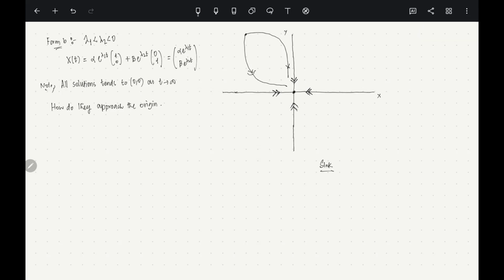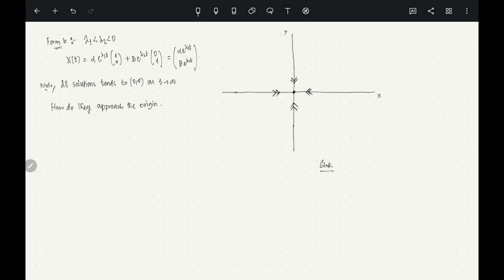Now the question is, what is happening? In which direction then? Something like this, or something like this? Or it can go in a straight line towards the origin. We want to figure out how it is moving towards the origin.